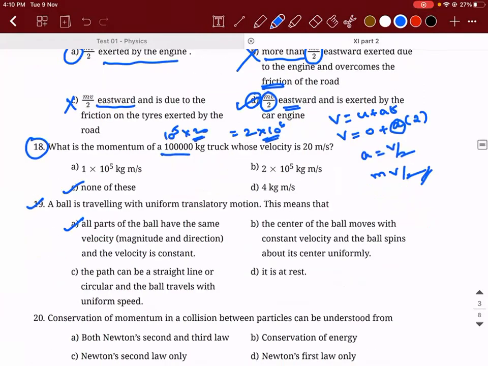So if you take a ball, every part present in it has the same velocity.